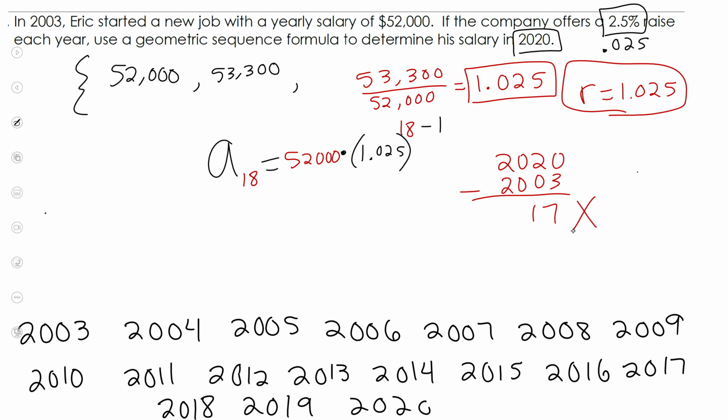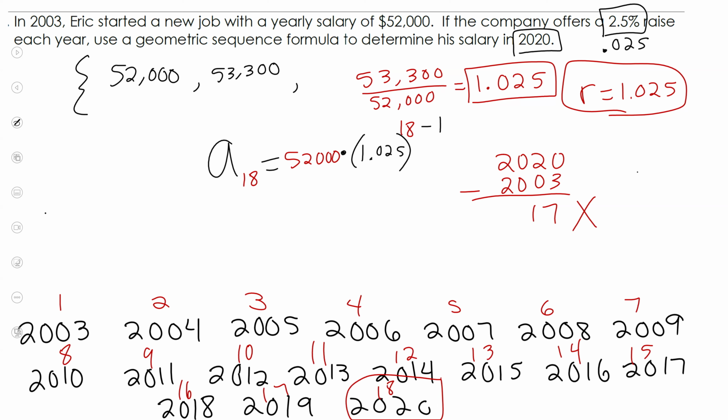This is the first term. 2003 is the first term. This is the second term, the third term. If you number the years by term, you will get 18, not 17. 16, 17, 18. So that means the year 2020 is the 18th term. So we plug in an 18.